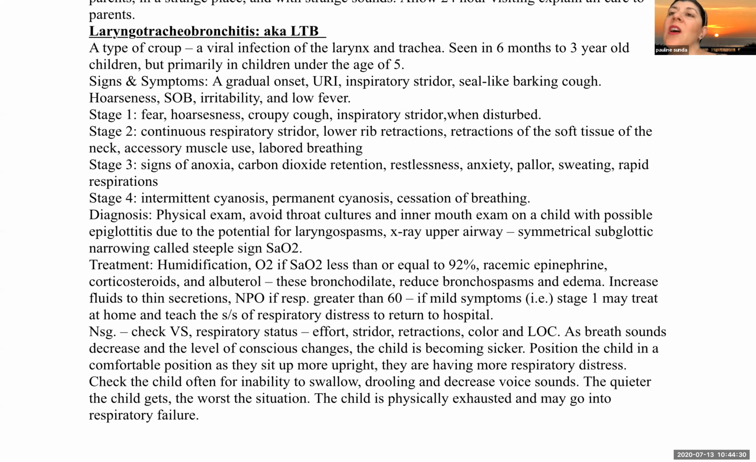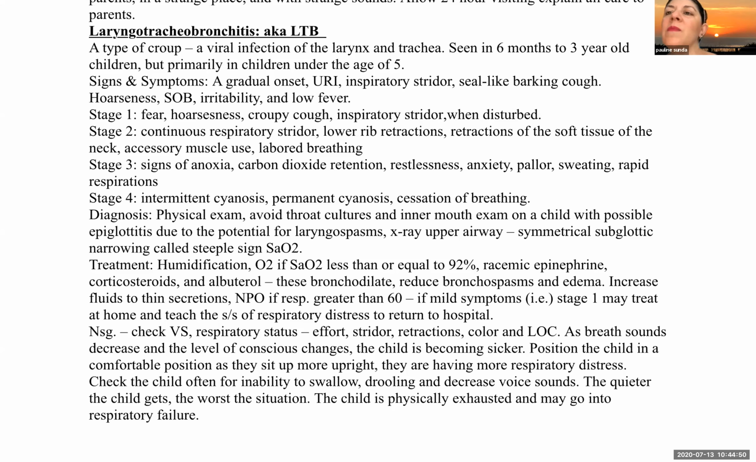Laryngotracheal bronchitis, also called LTB. This is also a type of croup, but this is a viral infection of the larynx and the trachea. This is seen in children 6 months to 3 years of age, but primarily in children under the age of 5. Here, the signs and symptoms have a much more gradual onset.